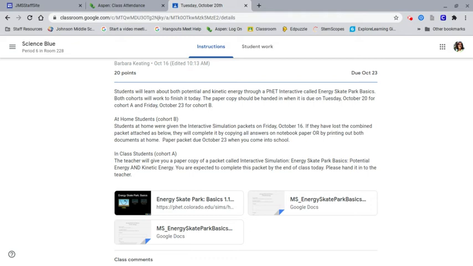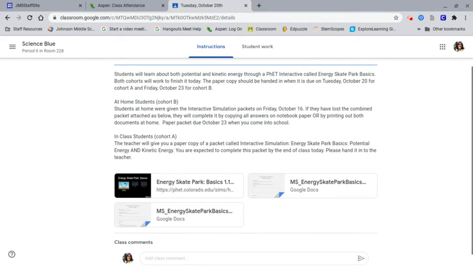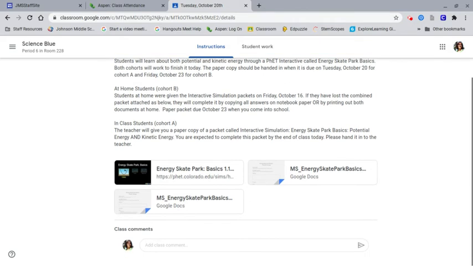In-class students, cohort A, the teacher will give you a paper copy of a packet called Interactive Simulation, Energy Skate Park Basics, Potential Energy and Kinetic Energy. You are expected to complete this packet by the end of class today. Please hand it in to the teacher.